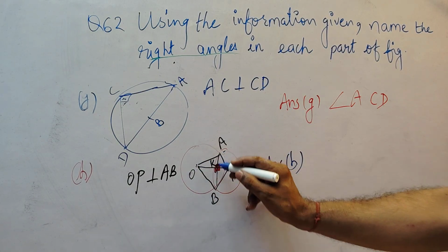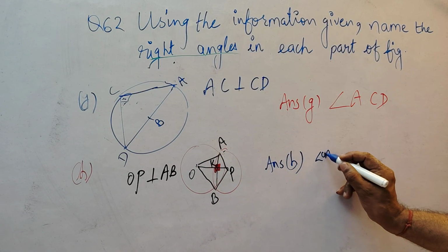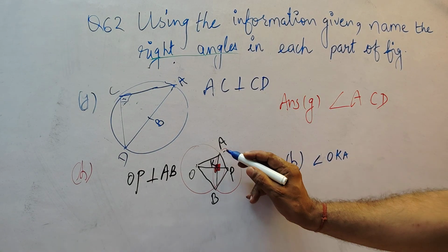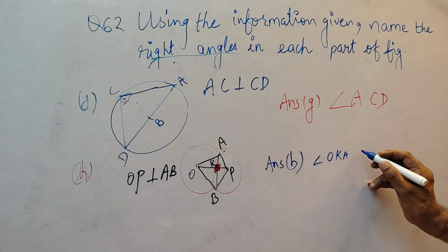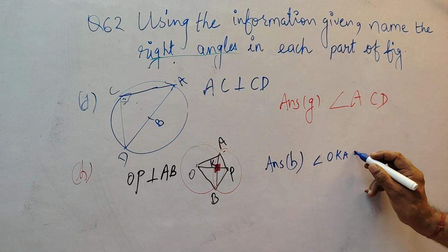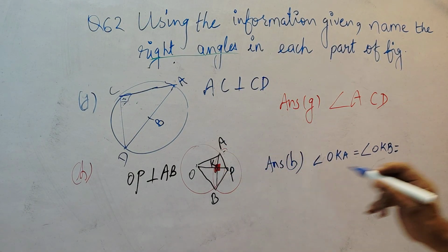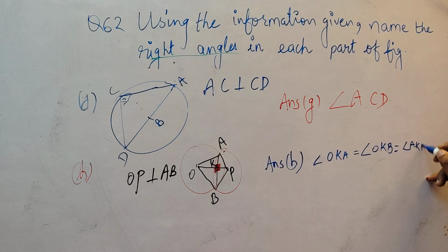So we can say angle OKA. Second one is BKO, or we can say OKB. Third one we can say AKP, and fourth one we can say BKP, and all these measures are 90 degrees, so that's why it is perpendicular. So four answers are possible.